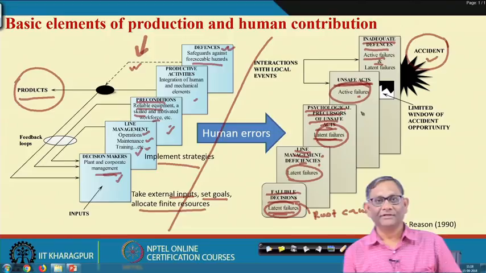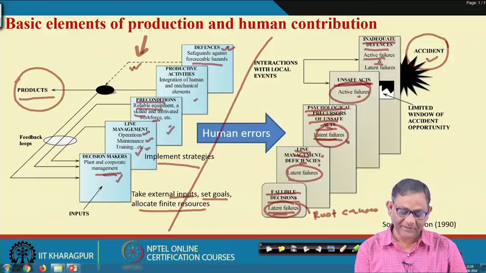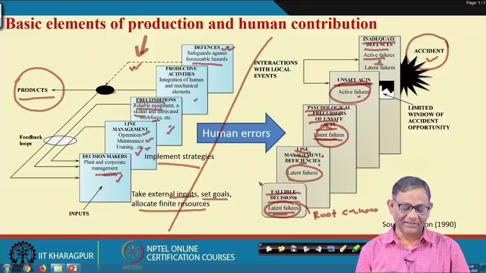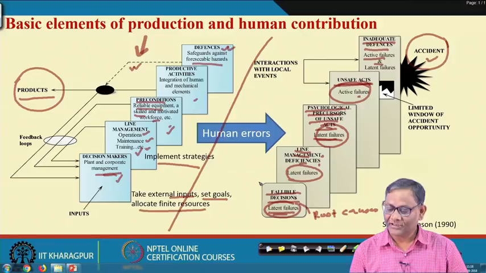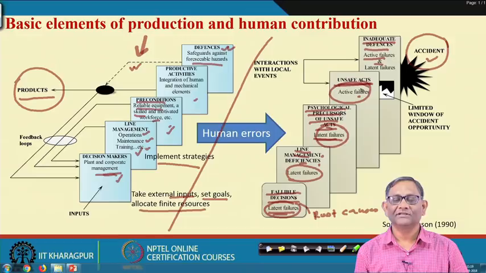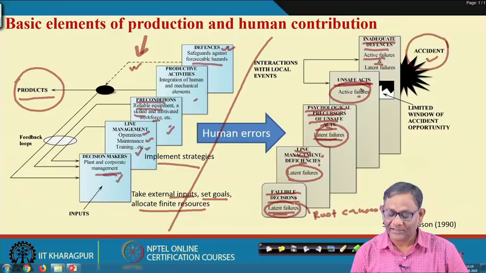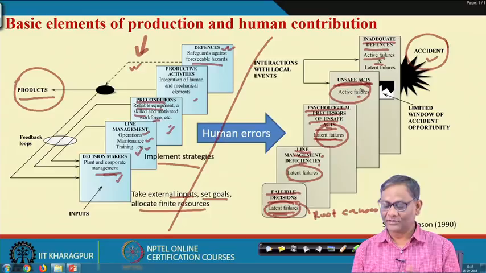So from this explanation, what I wanted to put in front of you is that human errors can occur not only at the worker level but at all levels, though their responsibilities and actions are different. As a result, if you analyze an accident, you will find that at some of the levels in the organization there is human involvement, and a human error is committed. So it is very easy, I cannot say easy, but it is possible to relate an accident to human error.